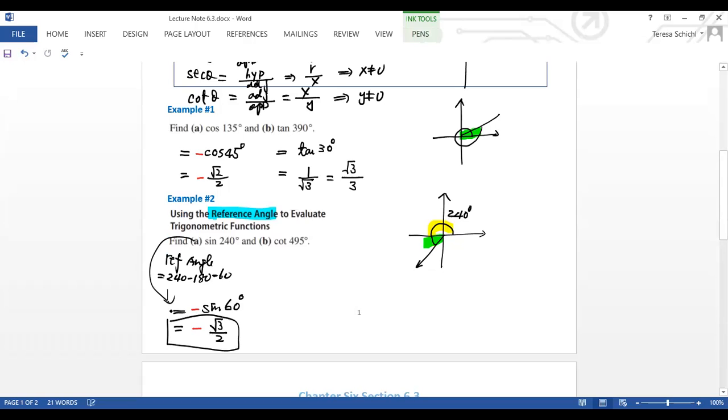Okay. Let's take a look at cotangent 495. So in here, the whole circle is 360, right?